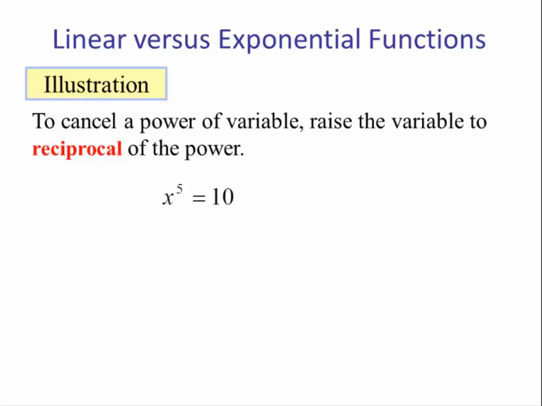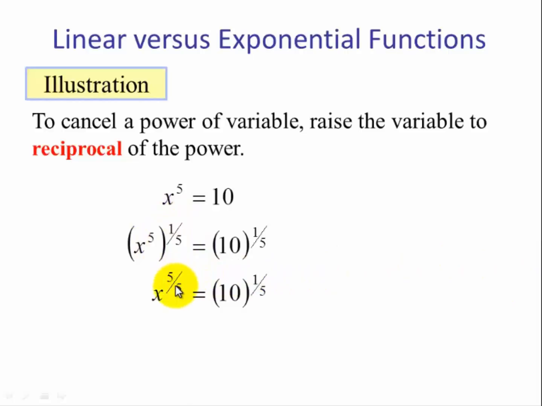For example, if we have x to the fifth equals 10 and we are solving for x, I want to know what number I raise to the fifth power to get 10. The exponent is 5, so the reciprocal of 5 is 1 over 5. If I raise both the left-hand side and the right-hand side of the equation to the 1/5 power, I have a power raised to a power, which means I multiply. And 5 times 1/5 is 1, and x to the first power is x.